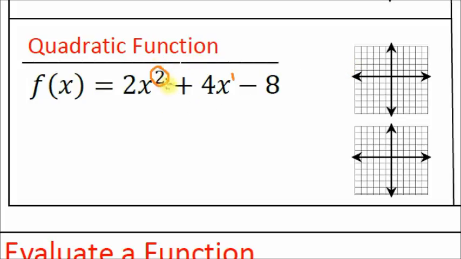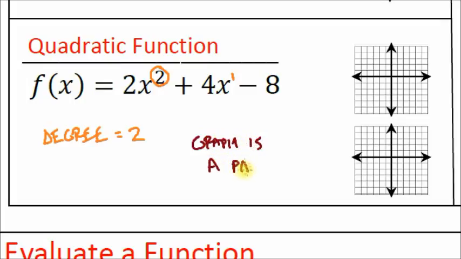Because it has an exponent of 2, the degree of this function is equal to 2. Any function that has a degree of 2, meaning the highest exponent on any variable in that equation is 2, means the degree is 2. And this is going to graph as a parabola. So we're going to say here, the graph is a parabola.